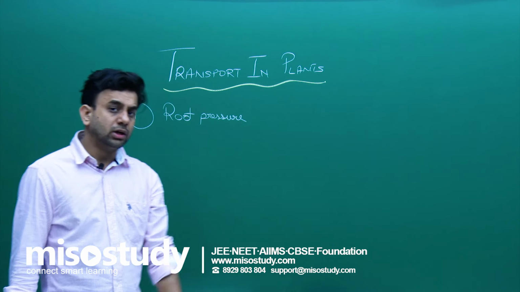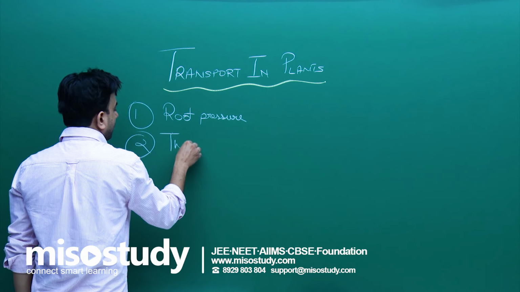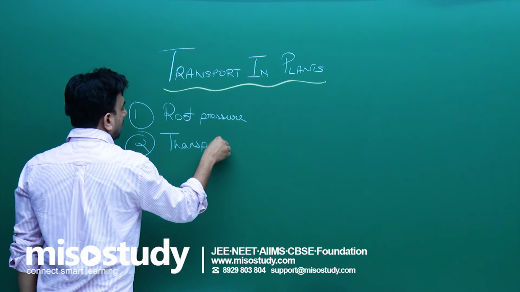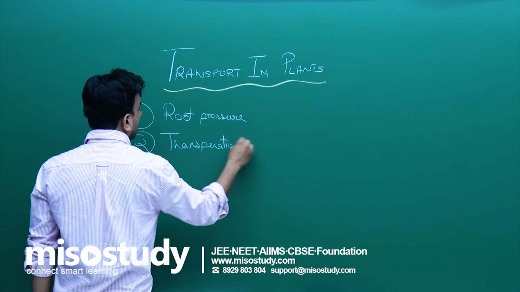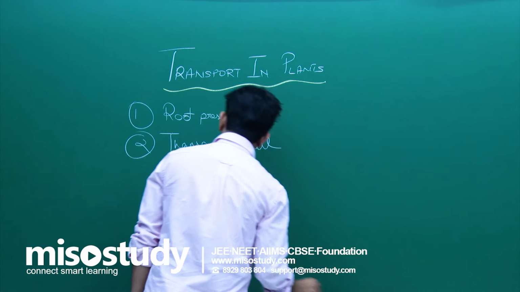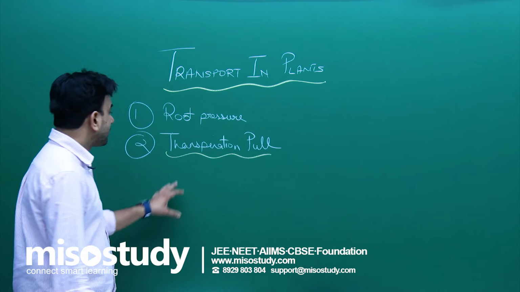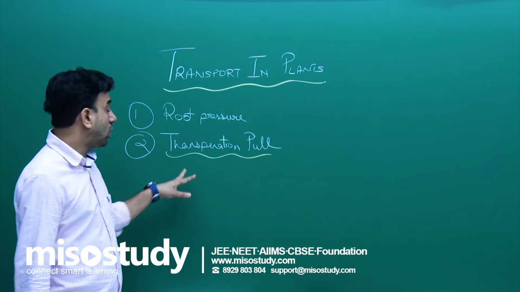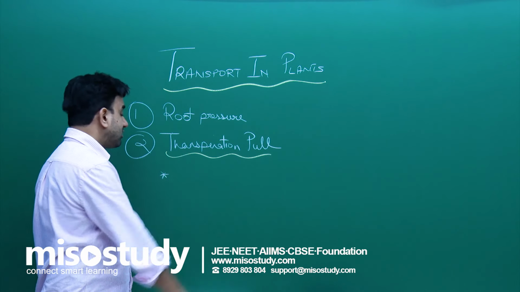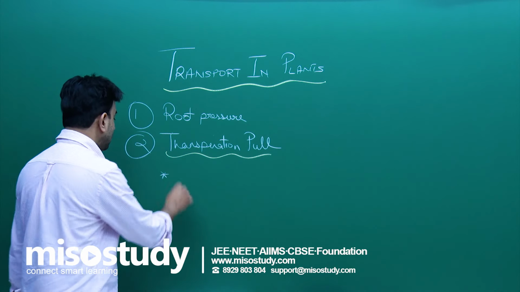Okay, I'm sorry. Transpiration pull is another factor which we can talk about. Transpiration pull. Now, what is transpiration? First of all, transpiration is a loss of water from the aerial parts of the plant from the stomata.